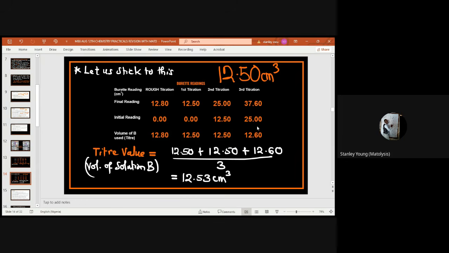concentrations given, the titer value is going to be approximately 12.50. So you can play around that. So you have an expectation already, right? Here, having 12.50, 12.50, 12.60, I can't neglect any because all the values are concordant with themselves. They are within 0.1 cm3 difference. So in that case, I use the 3, add them together, divide by 3. Approximately, we have 12.53 cm3. So this is the volume of B, and that part of the problem has been solved.